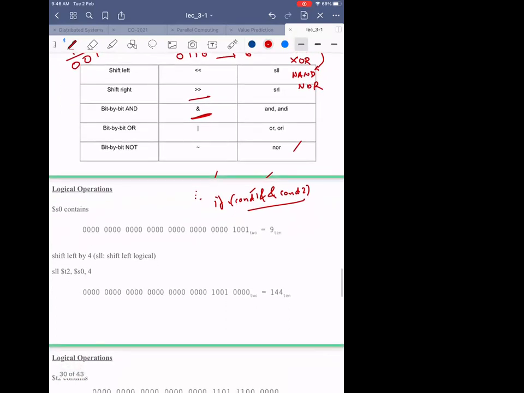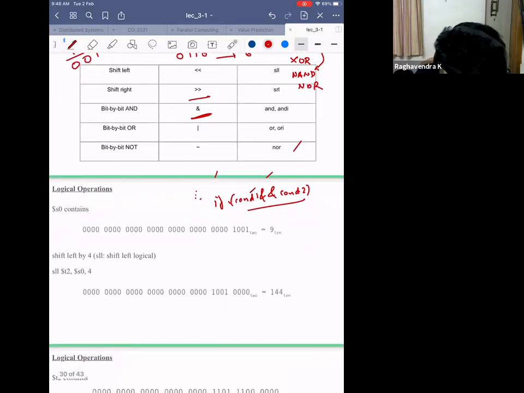Okay. So my pen stopped working. So let's say I have given you a logical operator. So this S0 contains all zeros with 1001. So it has a value 9 in decimal. So I have zeros and 1001.